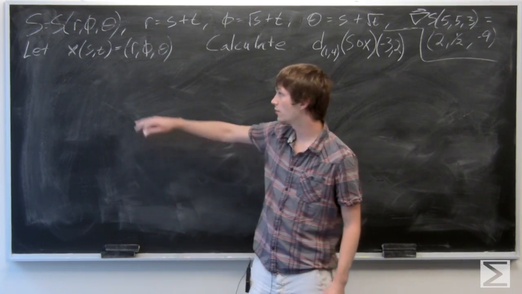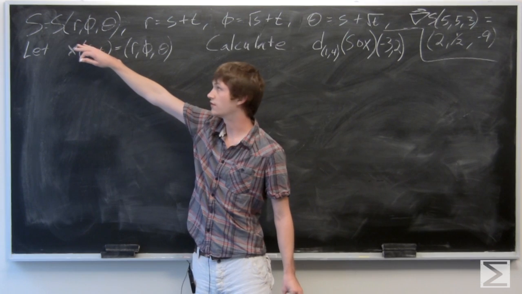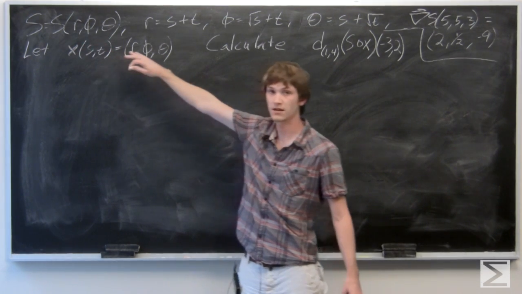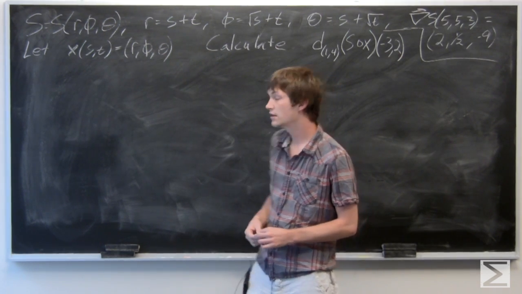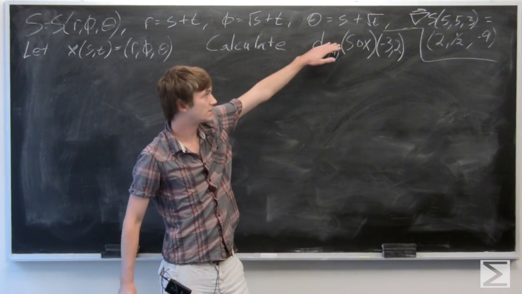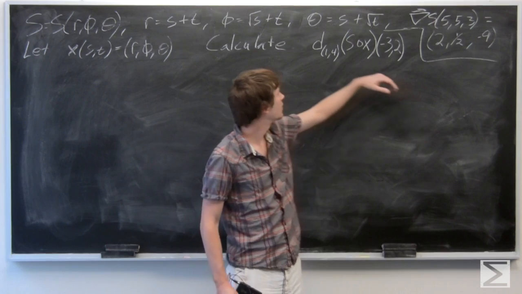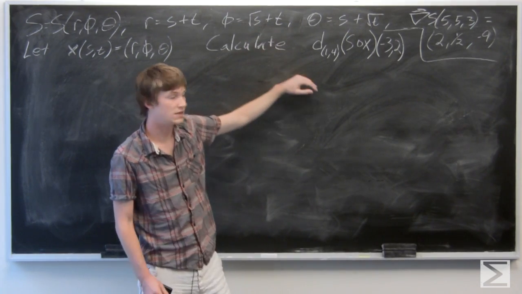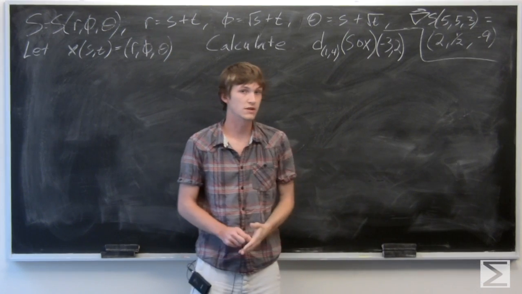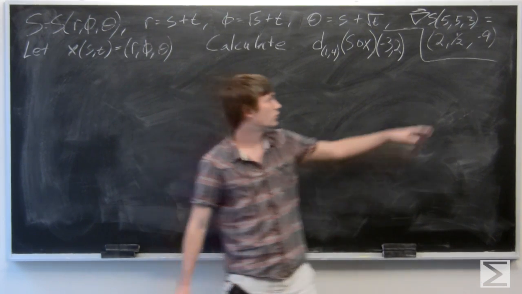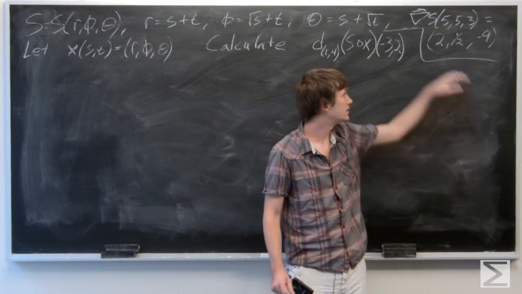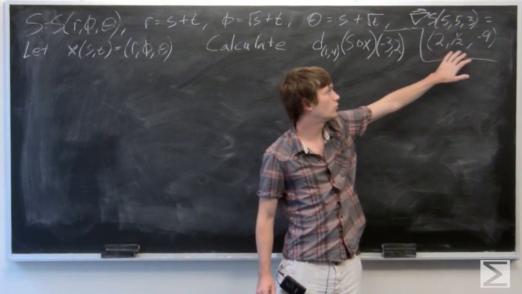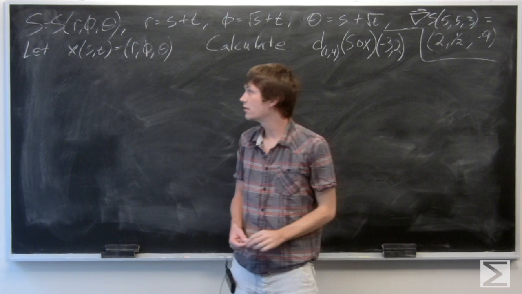Okay, in this problem, we're told that s is equal to a function of r, phi, and theta, where r is equal to s plus t, phi is equal to s plus the square root of t, or sorry, square root of s plus t, and theta is equal to s plus the square root of t. And we're told that the gradient vector of s at the point 5, 5, 3 is equal to the vector 2, 1 half, negative 9.